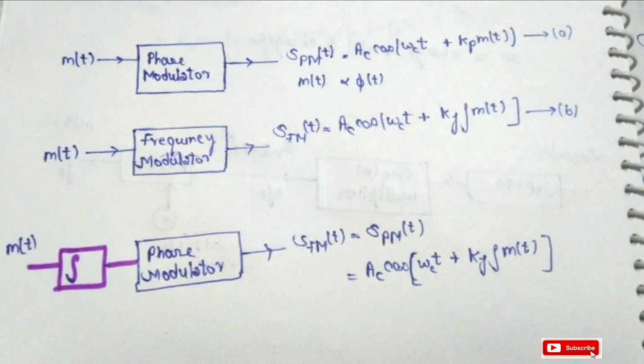As we see in equations A and B, the basic difference between these two is that in equation B, the integration of m(t) appears as a phase term. So if we provide an integrator before the phase modulator, then the resultant frequency modulated wave and phase modulated wave are similar. So in the third diagram, we provide an integrator before the phase modulator. Then S_FM is equal to the S_PM wave.